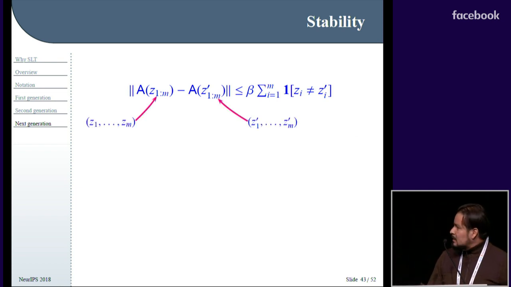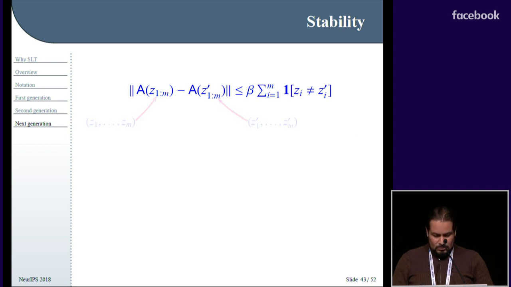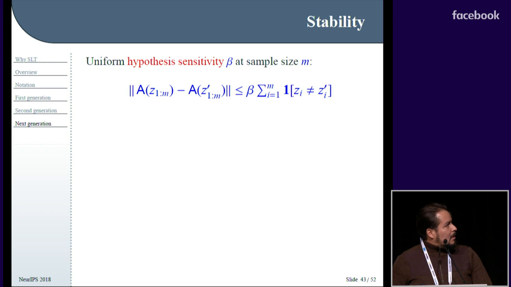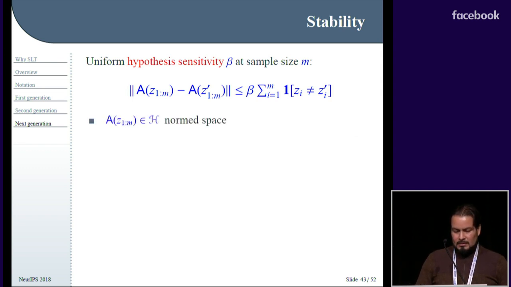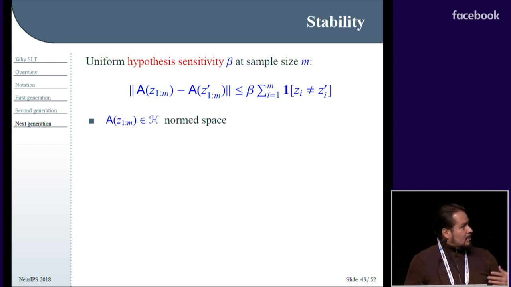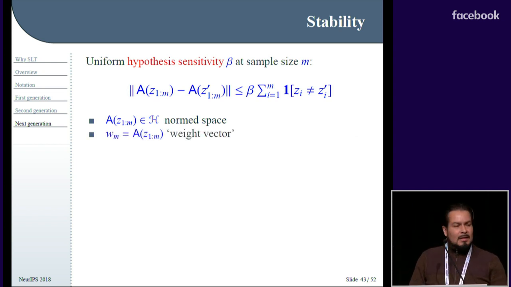So in order to make this a little bit more precise, and just to clarify notation, the arguments are n-tuples. To make this statement mathematically precise, let me say that the algorithm has uniform hypothesis stability beta. Beta is the coefficient, the factor shown in the left-hand side, at a specific sample size, when that inequality is satisfied. I would like you to think that the algorithm outputs elements of a normed space. That's how it makes sense to talk about the norm difference between the outputs based on two different training sets. So these are cases where your algorithm outputs a weight vector. This applies to SVMs, more generally to RKHS, and also to neural networks.